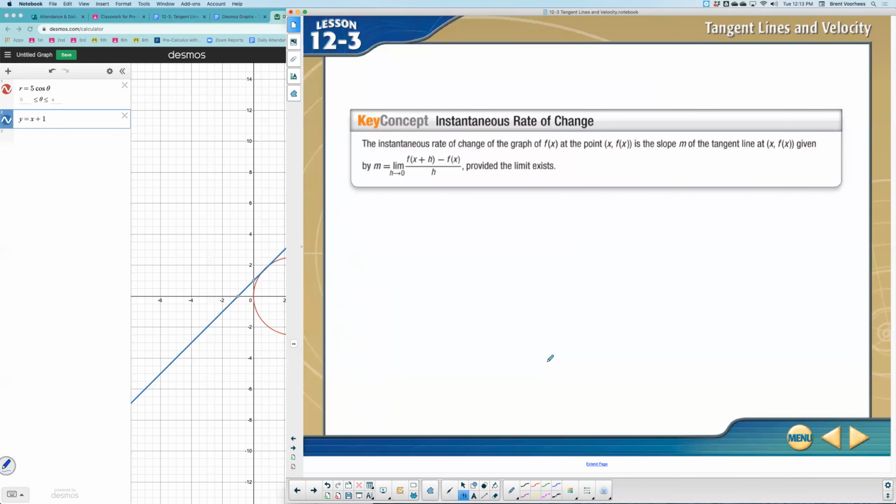It says this: for an instantaneous rate of change. The instantaneous rate of change on a graph, or the slope at a point, is given by the limit as h approaches 0 of f of x plus h minus f of x, divided by h. Now, this means that as h gets closer and closer to 0, you can find how fast the graph is changing, whether going positive, negative, or staying constant at the point x comma f of x. That's the x, that's the y, x, y, and the slope m of the tangent line. That will be the slope of the tangent line.